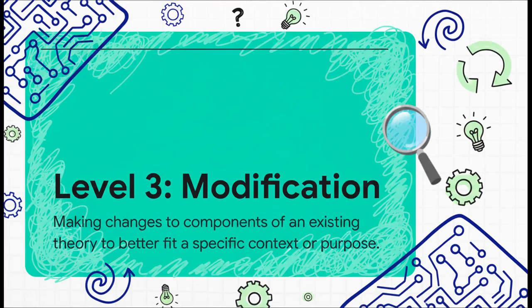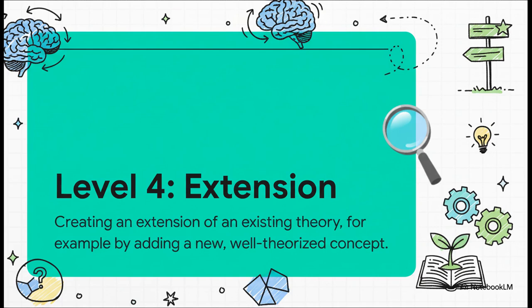At level 3, things get a little more serious. This is modification. Now you're not just tweaking, you're doing some real renovation. You might take one big concept and argue, hey, actually, this is made up of 3 smaller, distinct parts. This is how you add real depth to a theory. Then we get to level 4, which is extension. Think of this as building a whole new addition onto the house. You're either adding a brand new, important concept into a model that's already there, or you're pulling a few different theories together to create something bigger and better.